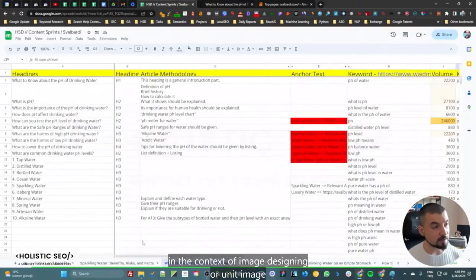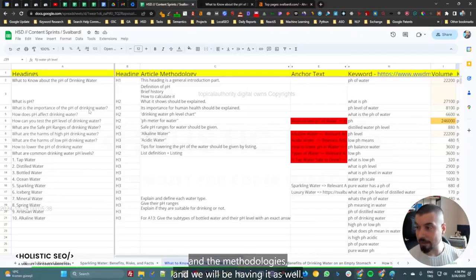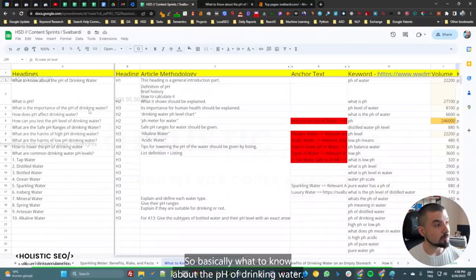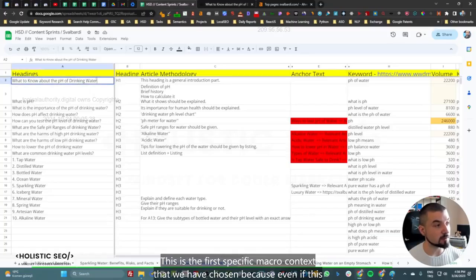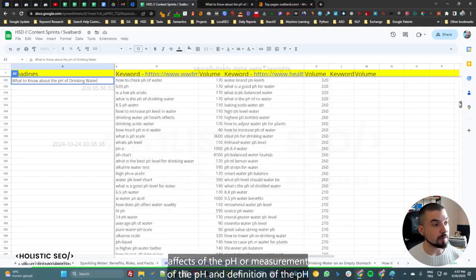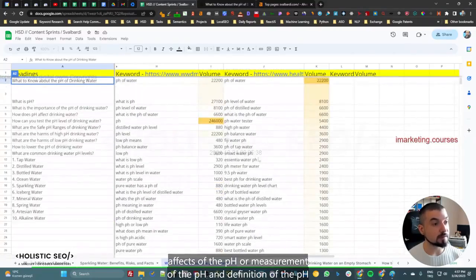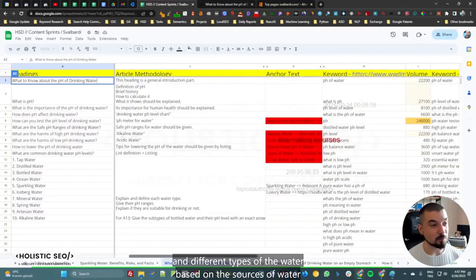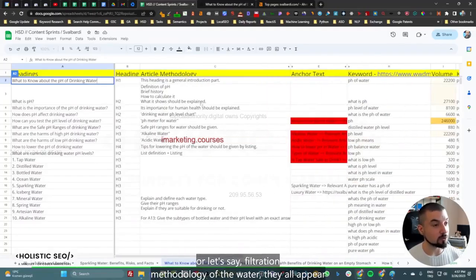In the context of image designing or unique image designing, this specific content brief was also a really good opportunity for us to demonstrate certain principles and methodologies, and we will be having it as well. So basically, what to know about the pH of drinking water. This is the first specific macro context that we have chosen, because even if this specific question format doesn't appear explicitly in this area, effects of pH, measurement of pH, definition of pH, and different types of water based on the sources of water or the filtration methodology of the water, they all appear in the queries.